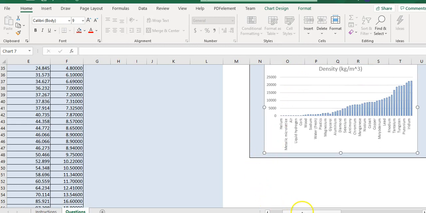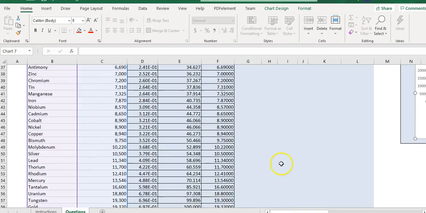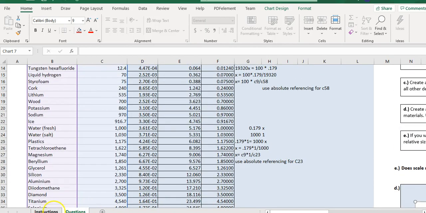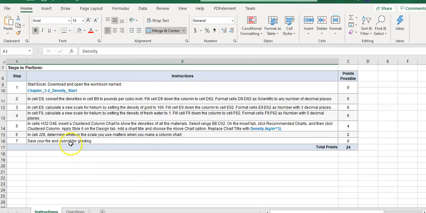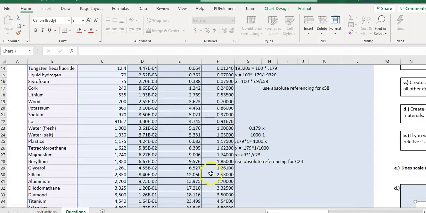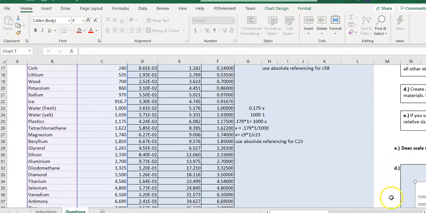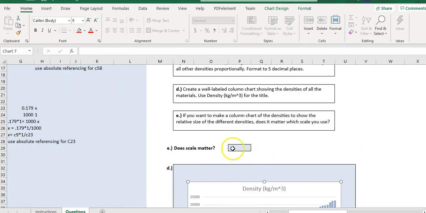And then the last thing that you need to do is look at the decision that they're asking you to make about the scaling, and it says determine whether the scale you use matters when you make a column chart. So you're going to have to make some determinations on that. So you're going to answer that question. Sorry, over here it says does the scale matter, and you're going to choose yes or no for that option.